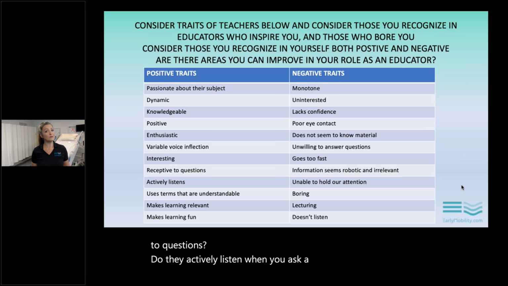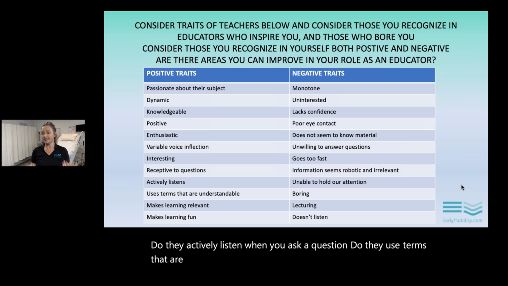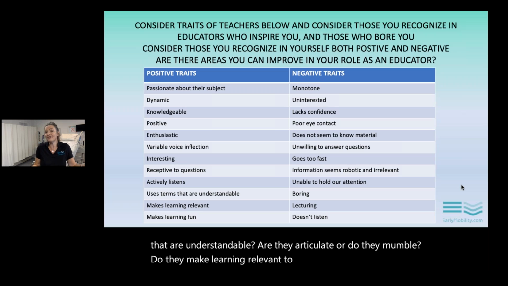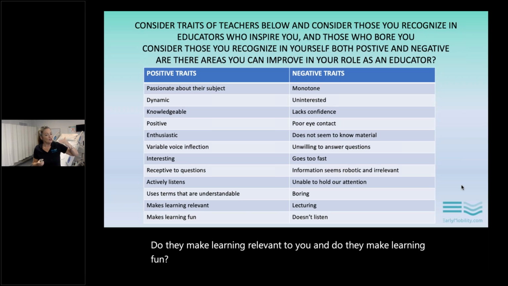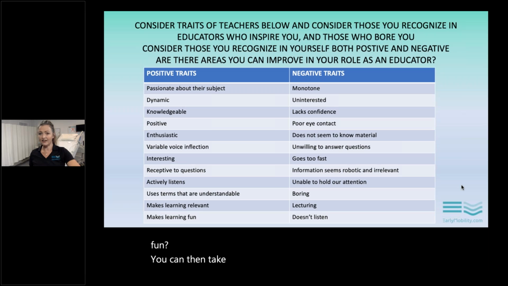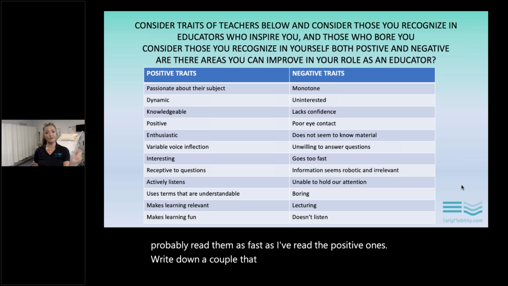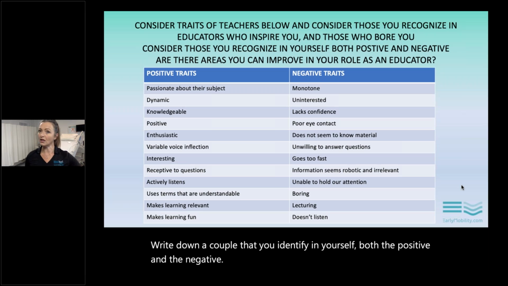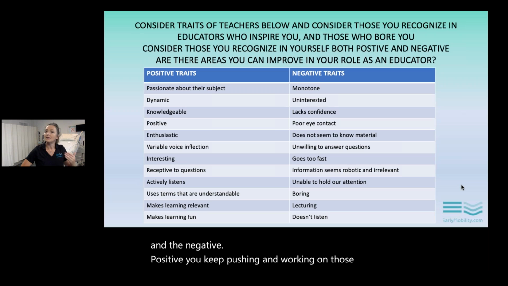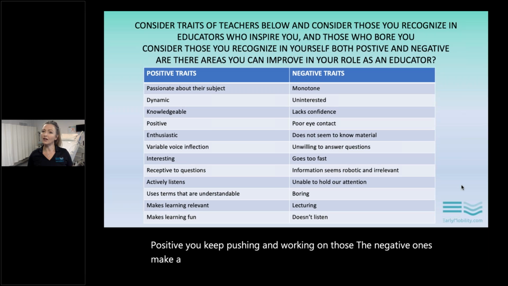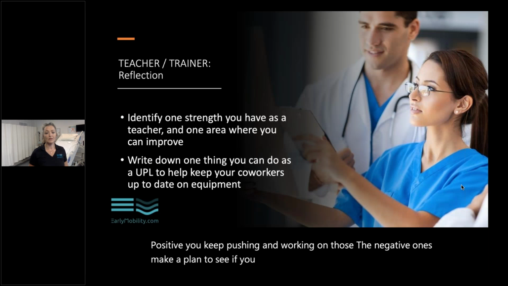Do they use terms that are understandable? Are they articulate or do they mumble? Do they make learning relevant to you? And do they make learning fun? You can then take all those traits and the negative ones too. You've probably read them as fast as I've read the positive ones. Write down a couple that you identify in yourself, both the positive and the negative. Positive, you keep pushing and working on those. The negative ones, make a plan to see if you can improve on those skills.